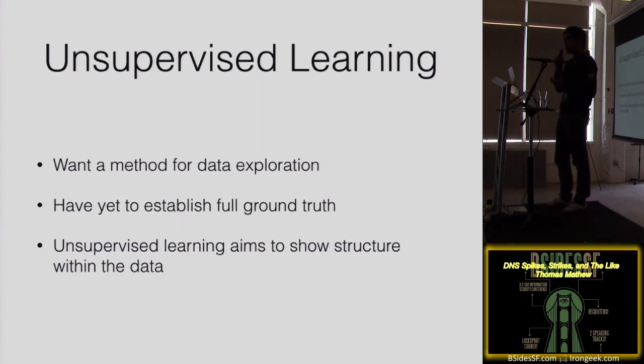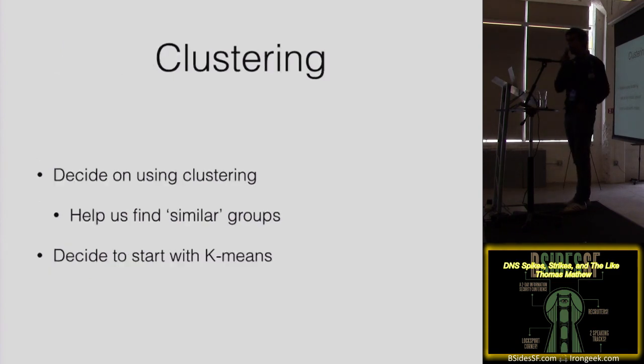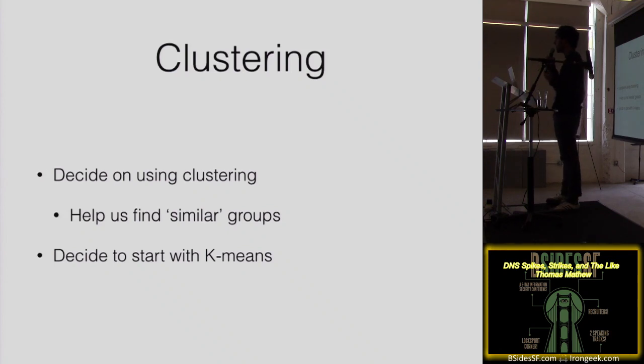So the goal really for the last couple of months has been to create a set of algorithms that allows an analyst to analyze a set of spikes and then determine perhaps what kind of groups of spikes emerge in the data. So the method that we decided to use was clustering. Clustering, as you can imagine, just helps us find similar groups. And I decided to use the most basic of clustering algorithms, k-means.